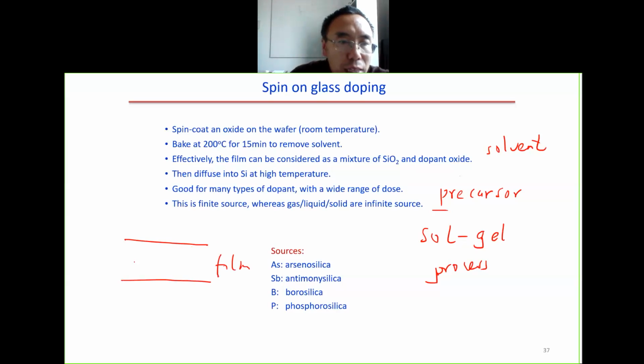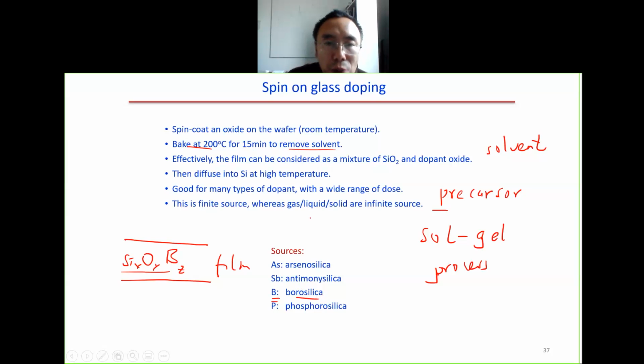So this film contains silicon, oxygen, and a dopant. For example, it may contain boron. It contains silicon X, Y, Z. This is a precursor. Then we do a high temperature process. We do the baking process to remove the solvent. So the film can be considered as a mixture of the silicon oxide and dopant oxide. For example, it can be arsenosilica, antimony silica, borosilica, phosphorus silica. This is the boron. This one is called a borosilica.